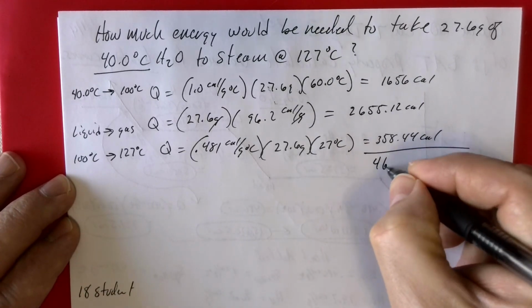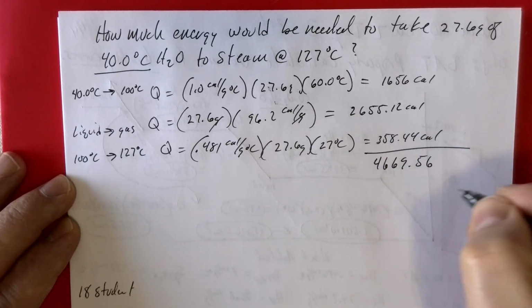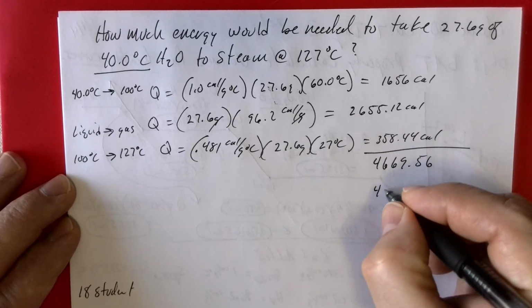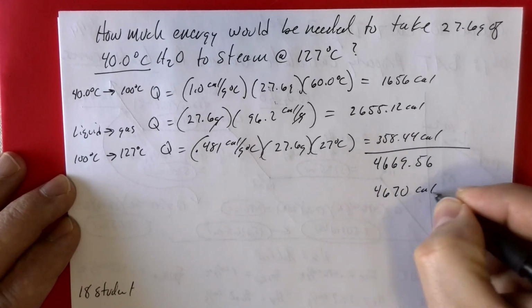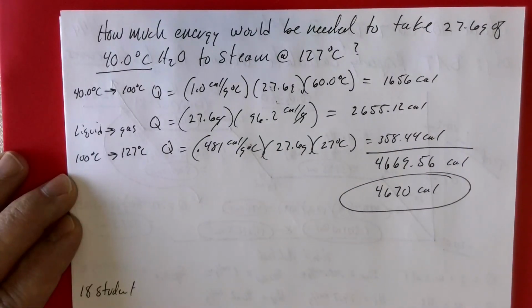I add those three up, and what do I get? $4,669.56. 4,669.56. Put that into 3 sig figs. I would say 4,670 calories. Something like that. Anybody verify that?